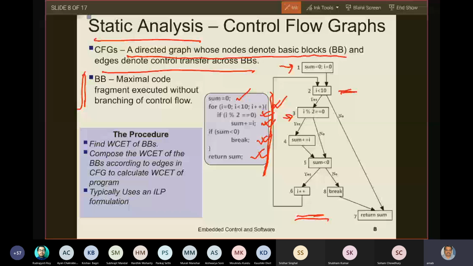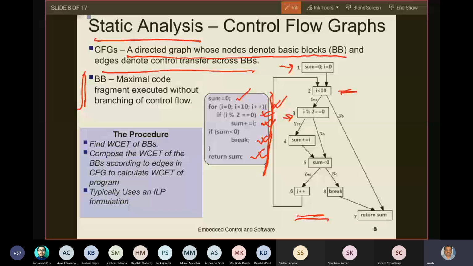So in between there are other statements. You have to look at it this way. If i percent 2 equals 0, that means it is an if statement which has a true part and a false part. If i percent 2 is equal to 0, you take one path. If i percent 2 is not 0, you take another path. So likewise, you generate basic blocks.